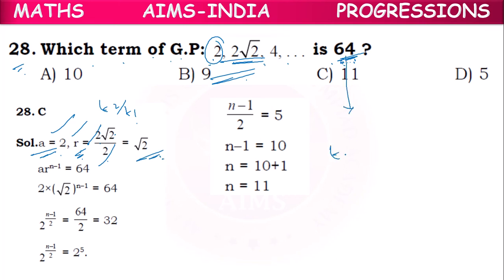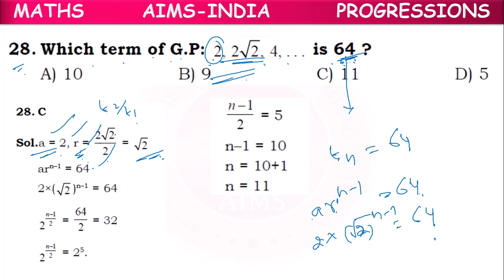Suppose this 64 is equal to the nth term, where the nth term formula is a r power n minus 1 equal to 64, where a is 2 and r is root 2 to the power of n minus 1 equal to 64. 2 comes to this side, it is 64 by 2, we can write it as 32. Here root 2 whole power n minus 1 means, if we remove the root, we can write it as 2 power n minus 1 whole power 1 by 2. Instead of square root, we write it as whole power 1 by 2.